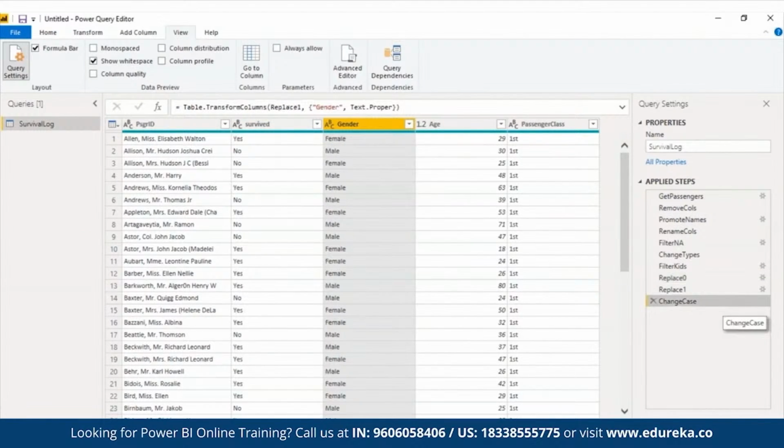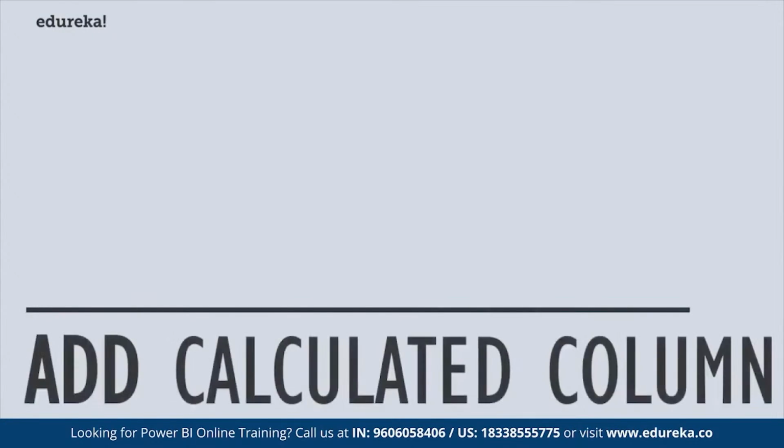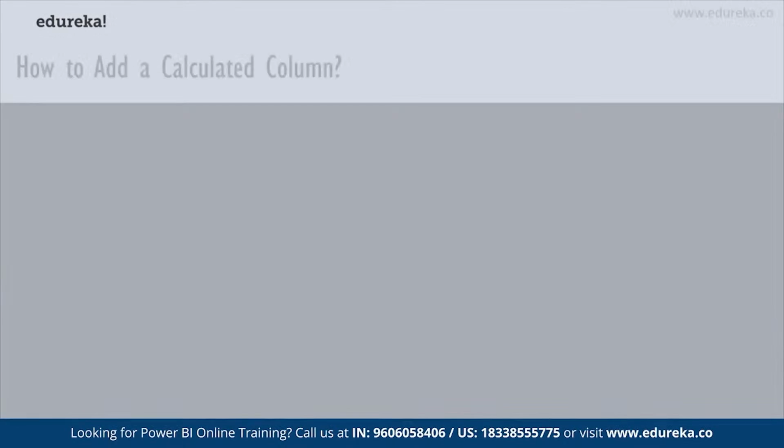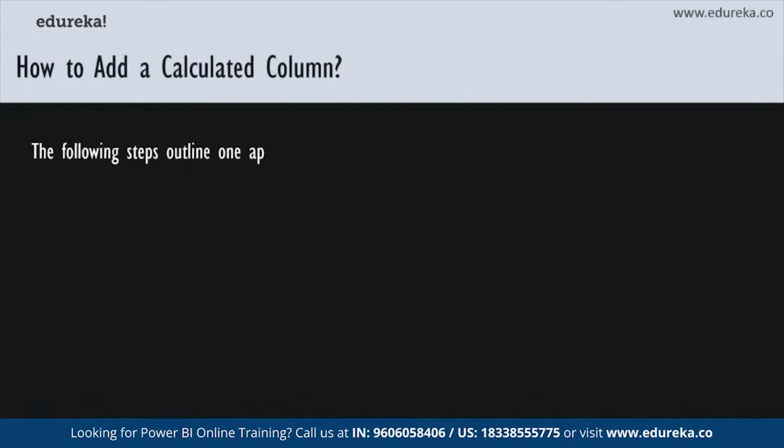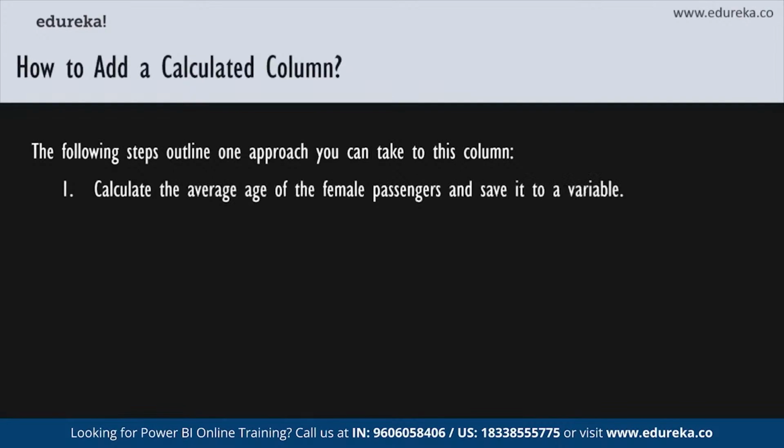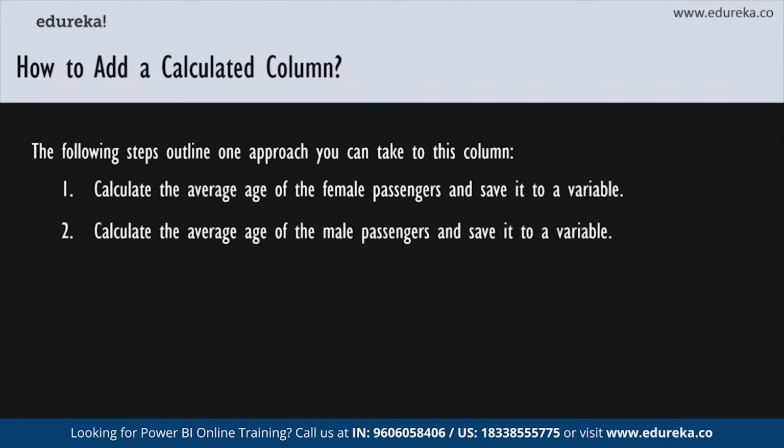Now, up to this point, each procedural step in your let statement represents a discrete action that is built on the preceding step. In some cases, however, you might need to structure your steps in a way that is not quite so linear. For example, you might want to create a calculated column that shows the difference between, say, a passenger's age and the average age for that person's gender. So for that, we need to first calculate the average age of the female passengers and save it to a variable, then calculate the average age of male passengers and save it to another variable, or you can do it vice versa as well. This is optional.